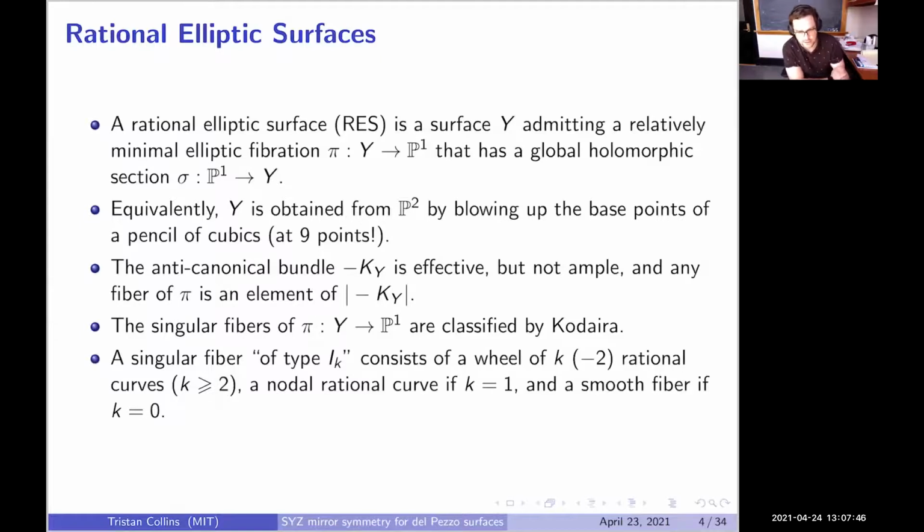I'll draw a picture in a second, but these are just what happens when you take a torus and pinch off k S1 cycles. So you end up with a bunch of nodal spheres connecting at their endpoints.